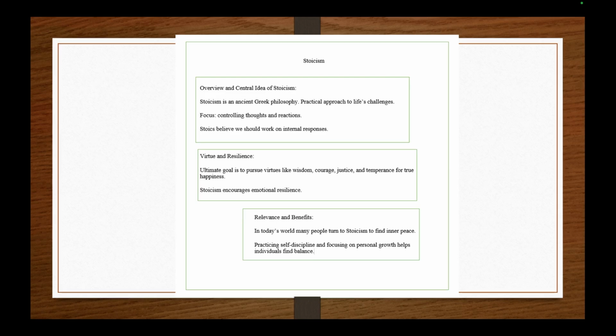Stoicism encourages emotional resilience, a firm control on your emotions, and then relevance and benefits. In today's world, many people turn to Stoicism to find inner peace, and practicing self discipline and focusing on personal growth helps individuals find balance. Okay, now that's how you can approach, and that's how you can find to write all the major points.